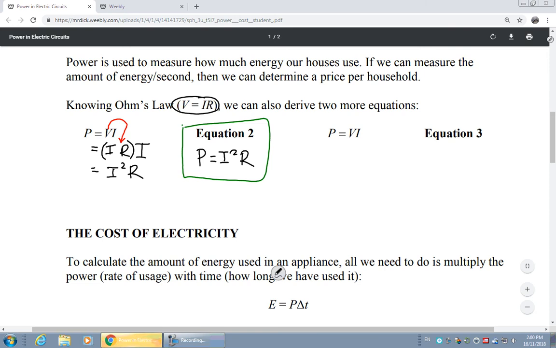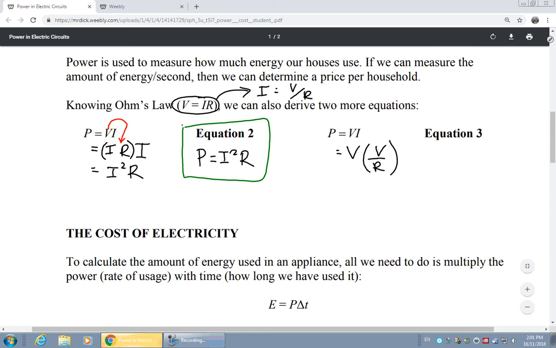But we can also do a little bit of rearrangement with Ohm's law, because Ohm's law also tells us that current is equal to voltage divided by our resistance. So I can replace current in this other equation with V over R. So I'll keep the voltage from the original equation, but I'll replace the I with V over R.